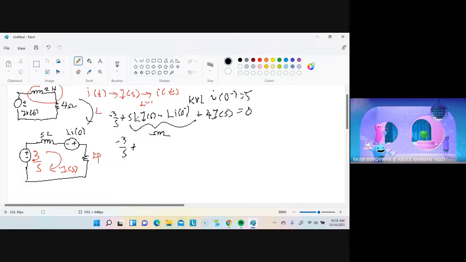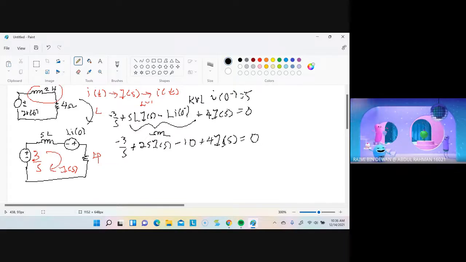So negative 3 over S plus SL, you already know what is your L. Your L is 2. And then IS you didn't know, but at least you know that it is 2 SIS. This one is initial value. So you know that your L is 2 and initial condition is 5. So negative 2 times 5, you have negative 10. And then you have plus 4 IS.